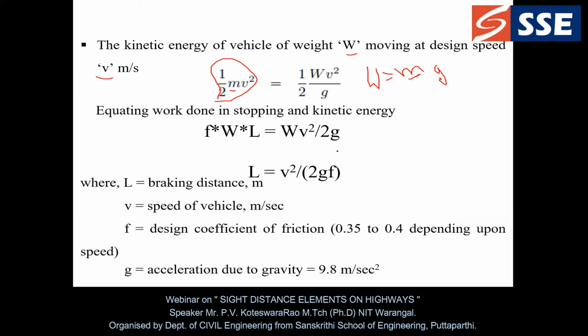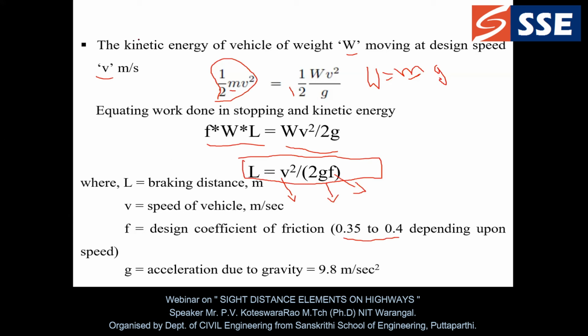So from this I have L equal to V square by 2gf, where V is the velocity of the vehicle in meters per second, g is the acceleration due to gravity in meters per second square, and f is the coefficient of friction, 0.35 to 0.4. So now we will see for what velocities these values apply.